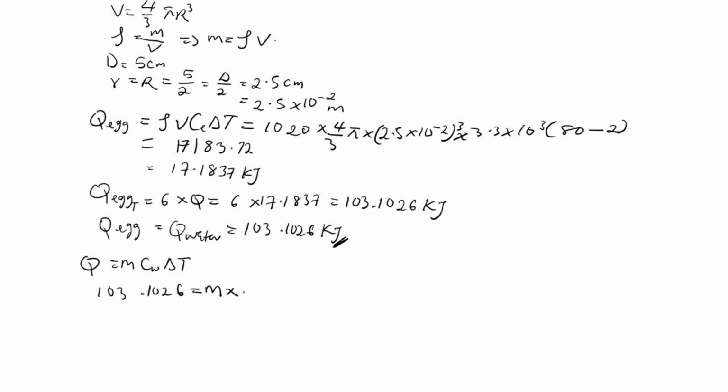our c of water, which is 4.187 times 10 raised to the power of 3, and we have the final temperature of the water, which is 95 degrees Celsius, minus the initial, which is 100 degrees Celsius. But since this is heat lost, we're going to have a negative here because heat is being absorbed from the water by the egg.